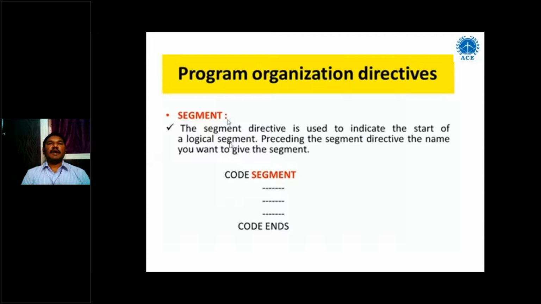In 8086, memory is divided into 16 logical segments, and out of 16 logical segments, 4 segments are used for storage for different usage: data segment, code segment, stack segment, and extra data segment. That's why here I am giving an example. So code segment. Here SEGMENT is an assembler directive to define the segment in the program, right?